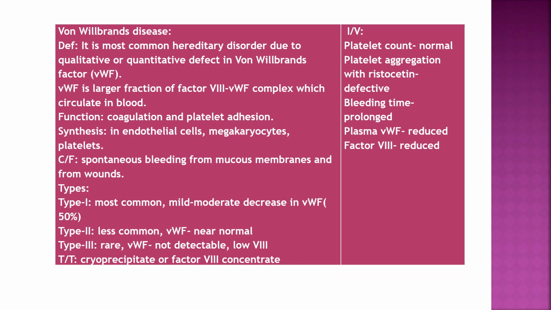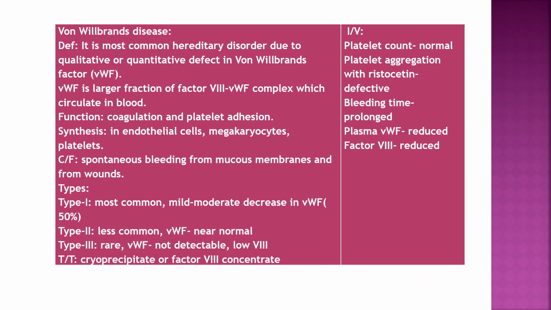Von Willebrand's disease is the most common hereditary bleeding disorder, due to a qualitative or quantitative defect in von Willebrand's factor, VWF. It is a larger fraction of factor 8, so it is the factor 8 VWF complex which circulates in blood. The function of it is coagulation and platelet adhesion. It is synthesized in endothelial cells, megakaryocytes and platelets. So clinically in that disease, there is spontaneous bleeding from mucous membranes and from wounds.